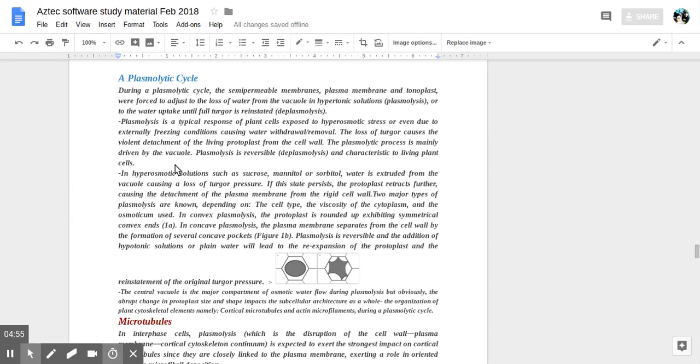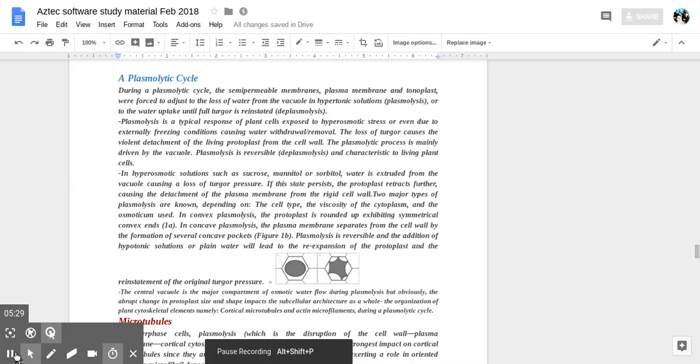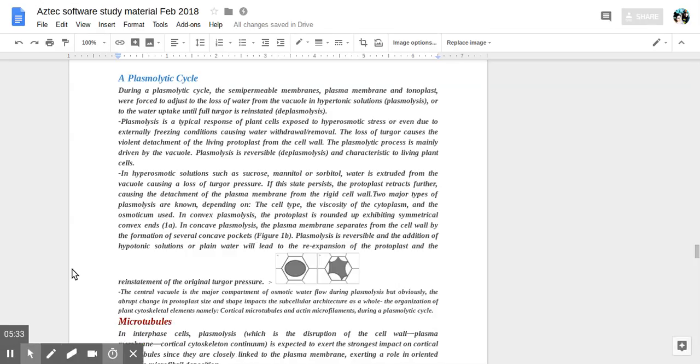During a plasmolytic cycle, the semi-permeable membranes, plasma membrane and tonoplast, were forced to adjust to the loss of water from the vacuole in hypertonic solutions, plasmolysis, or to the water uptake until full turgor is reinstated, deplasmolysis.